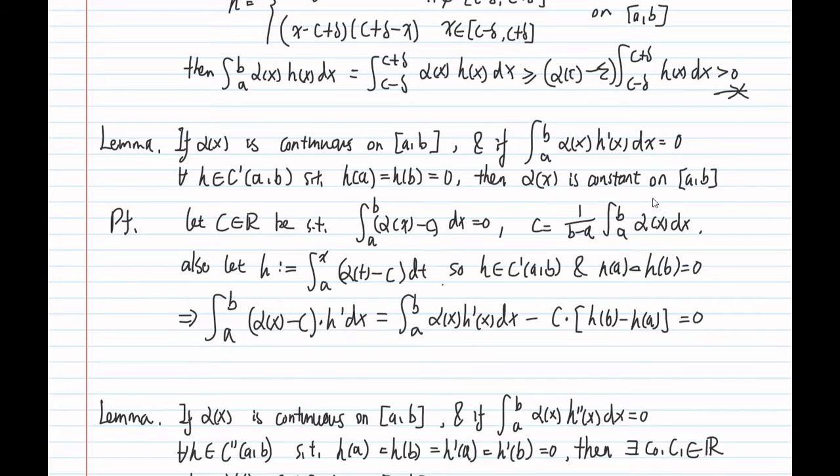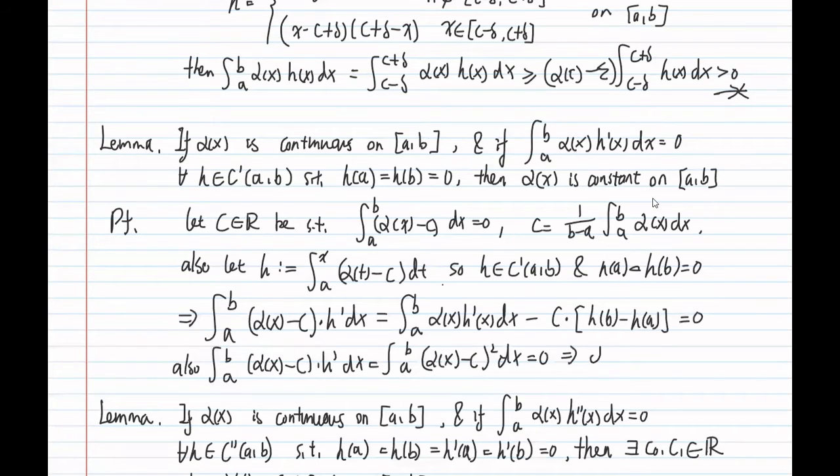But then also, the integration from a to b of alpha x minus c times h prime equals the integration from a to b of alpha x minus c squared dx. And that equals 0. That implies alpha x equals c, right? And the reasoning is basically the same as in our previous proof.